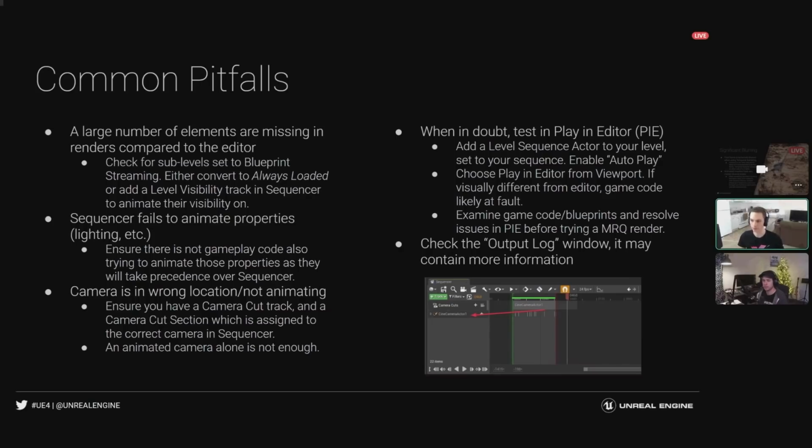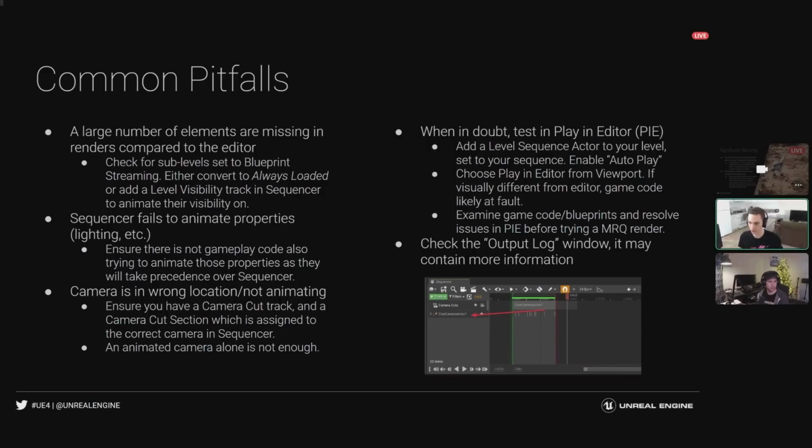All right, so here are some common pitfalls that we see. If you have a large number of elements that are missing in your renders compared to the editor, this is usually because you have a sublevel that's set to blueprint streaming. You see it in the editor, because that's how the editor works, but then when you load the game, because it is set to blueprint streaming, it doesn't load. So therefore, it just suddenly is missing. You can either convert this to an always loaded sublevel, or you can use the level visibility track in sequencer to animate the visibility on.